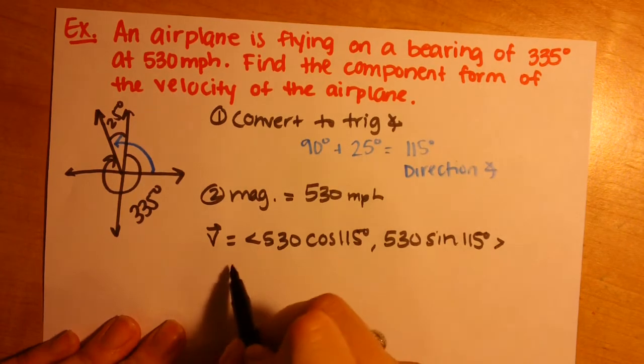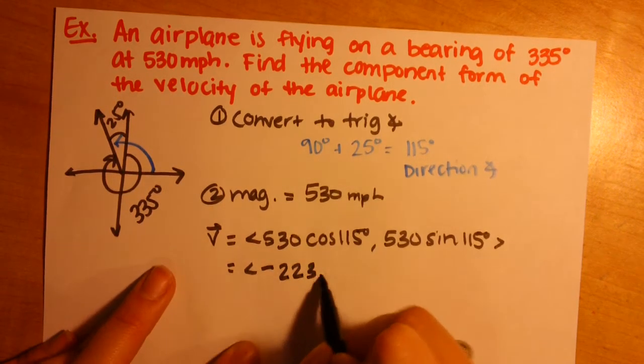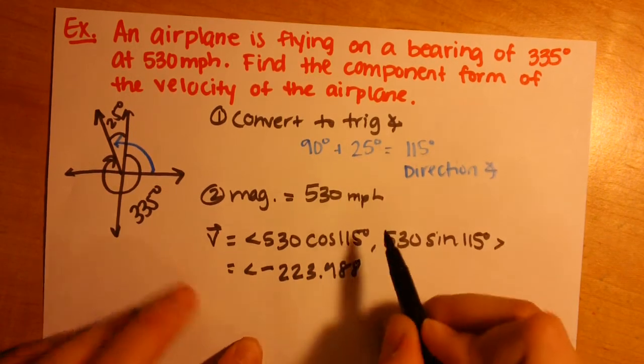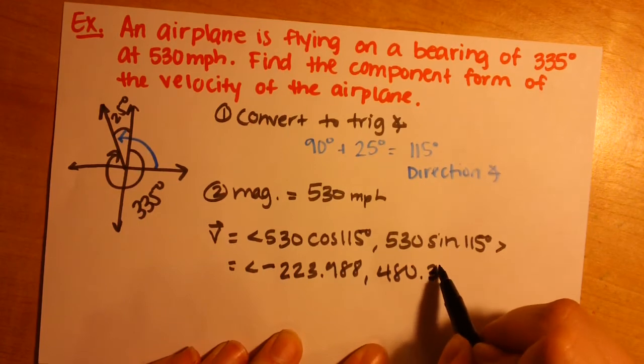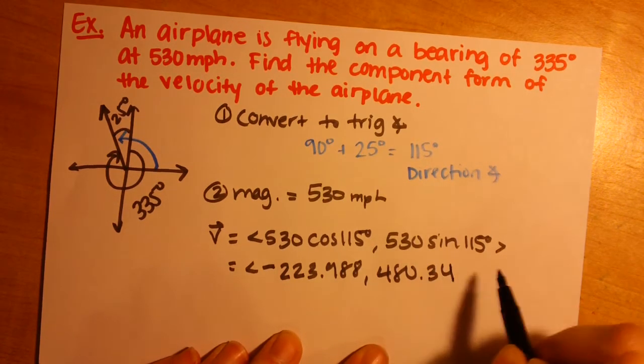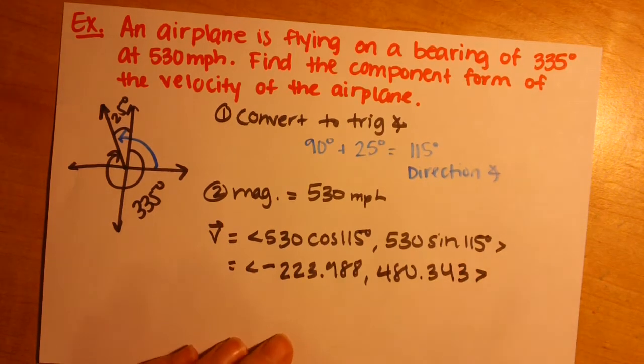Put that in your calculator and you'll get negative 223.988 and 480.343. Okay?